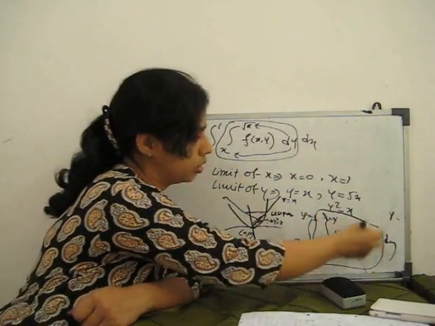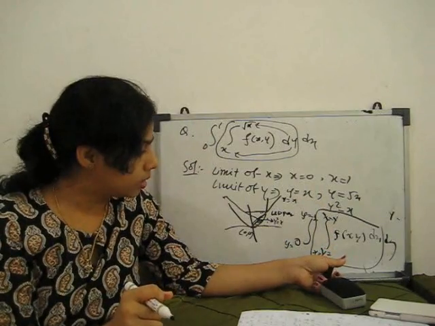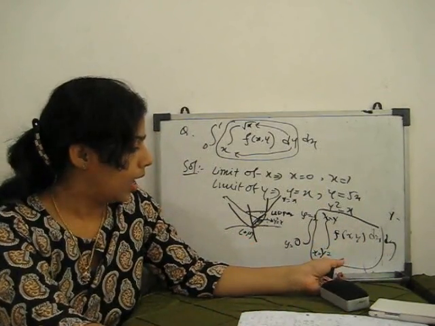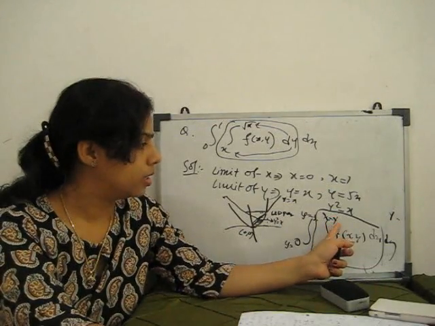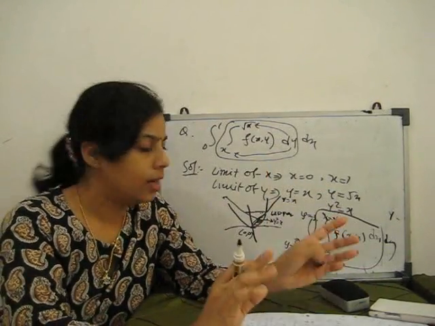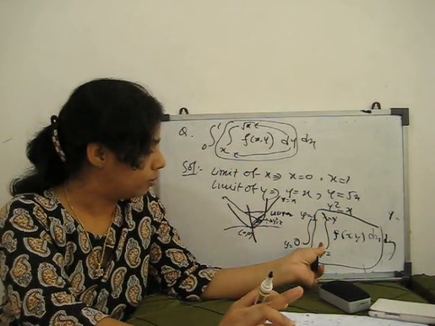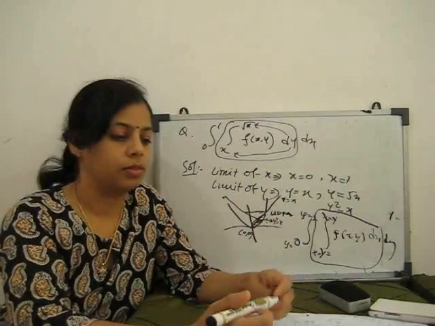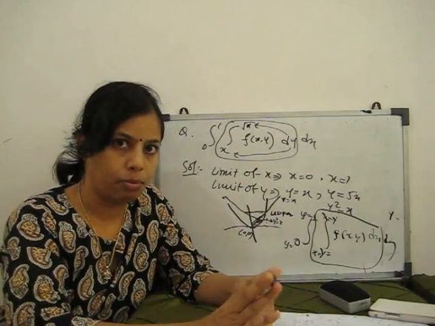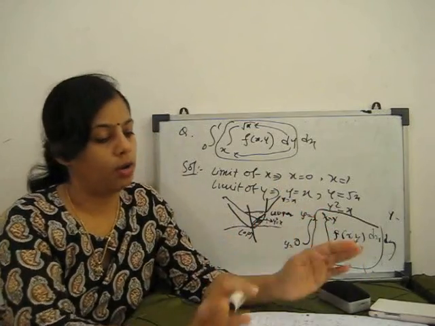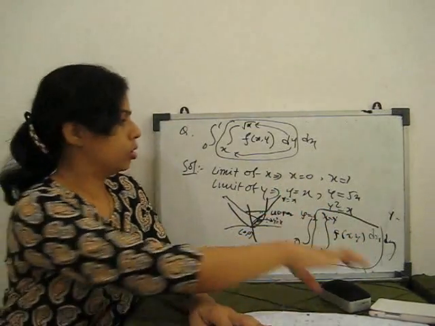Now we change its order of integration. First we integrate with respect to x, with lower limit x equal to y square and upper limit x equal to y. Then we integrate with respect to y, with lower limit 0 and upper limit 1. This is one of the simplest examples. You have to understand how to change the order of integration. Some more easy questions.